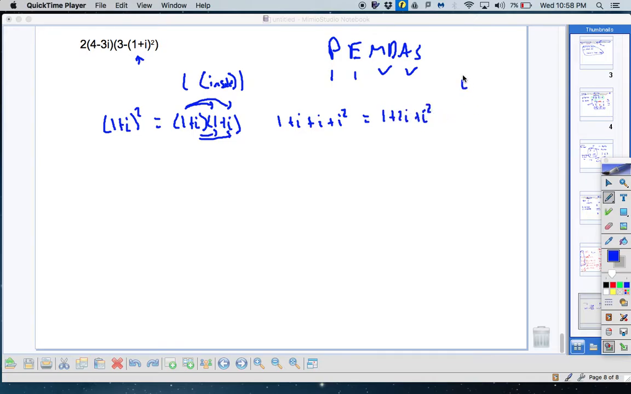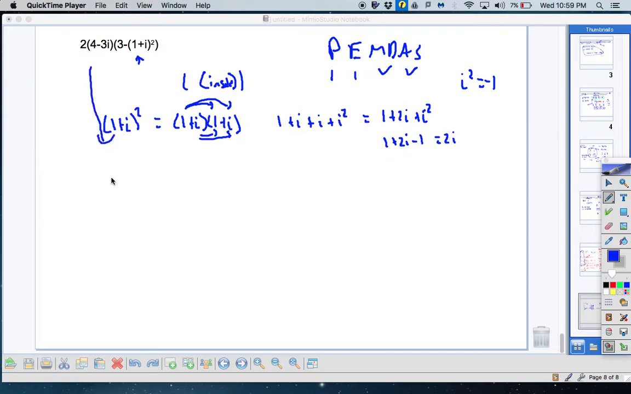And remember that we already decided that i squared is equal to negative 1. So we're going to rewrite this as 1 plus 2i minus 1. And 1 minus 1 is 0. So this is simply 2i. Okay, so we now know that 1 plus i quantity squared is simply the number 2i. So we're going to rewrite that as 2i, because the rest of this all went away.